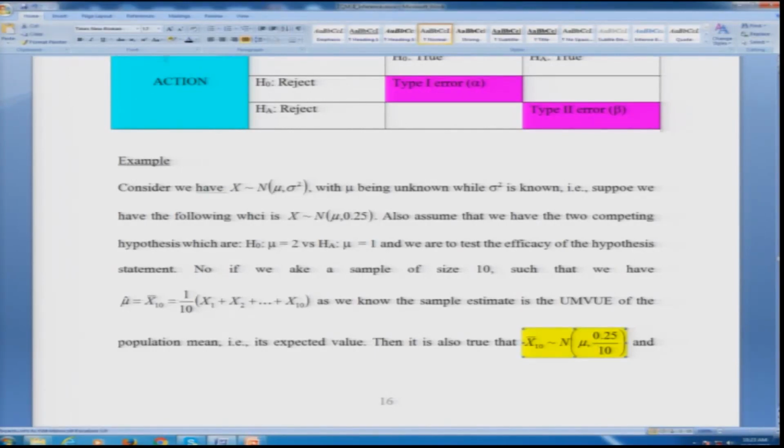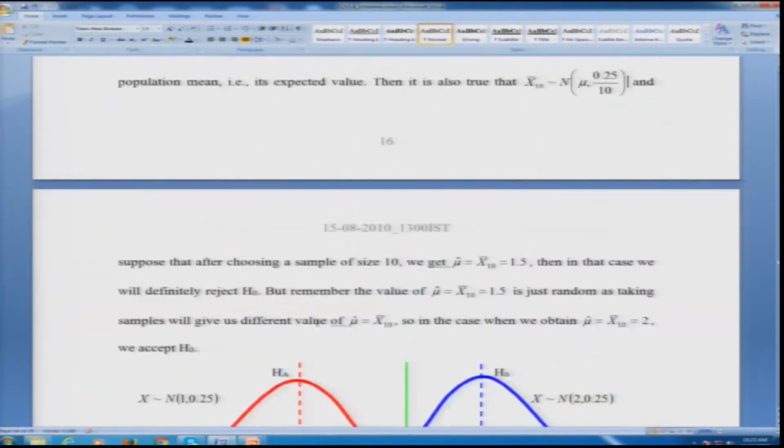So, once we are aware of the information, we move on further, and suppose that choosing a sample size of 10, the mean value comes out to be 1.5. We are definitely not interested in accepting H naught, we will reject H naught. But obviously, if you pick up that set of 10 observations, your value can be greater than 2. In that case you will accept it, or if it is 2, you will take a decision accordingly. Now, I will read it, but consider the example here.